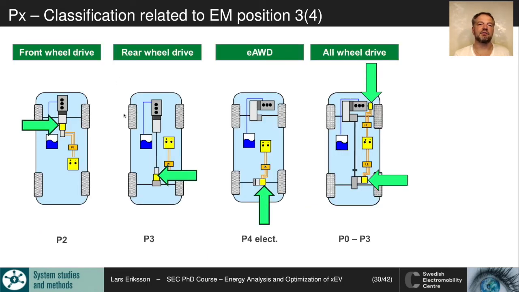In the PX classification we can have front wheel drive, so we have P2 in this case here, and we have rear wheel drive and the P3 where we have it on the output shaft. And we have electric all wheel drive or eRAD where we have the electric machine on the rear shaft, and we have all wheel drive where we have electric machines both on the rear and on the front, and the combustion engine is also going on the rear and on the front.